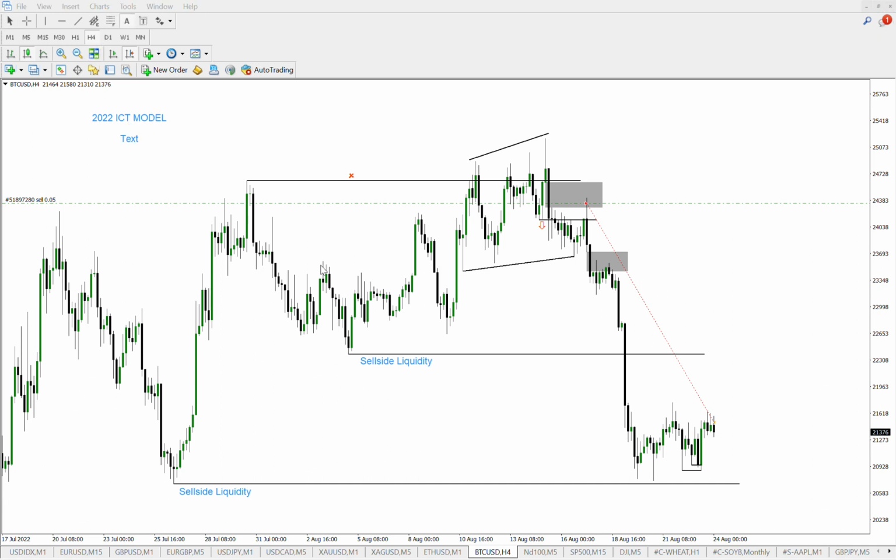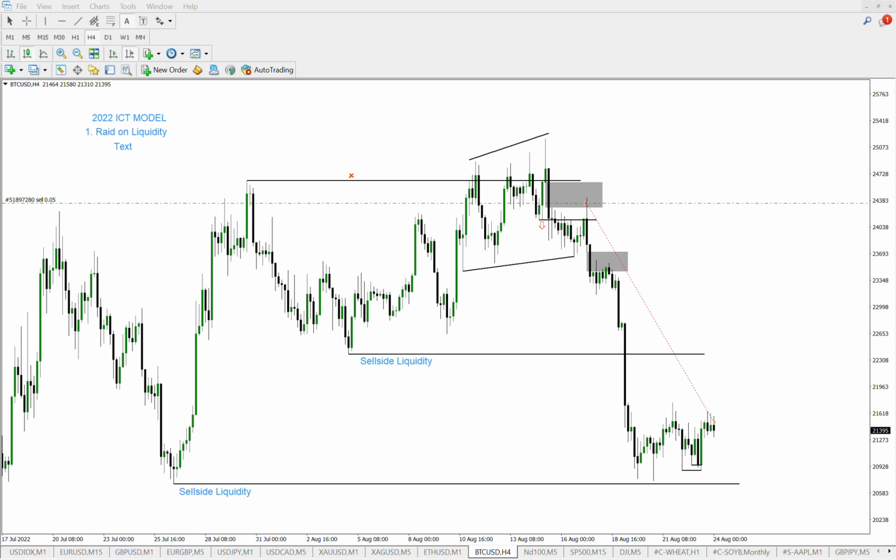So first things first, right? We have a raid on liquidity, and if you guys go to Ethereum, when these highs were created here on Bitcoin, there's SMT divergence. Okay, so it's indication that we're accumulating orders above the high here to then go short, which obviously, as you guys can see, eventually ended up happening. So we have the raid on liquidity.